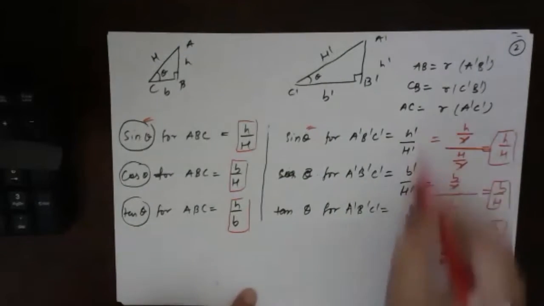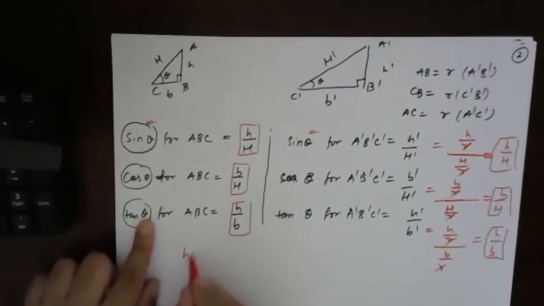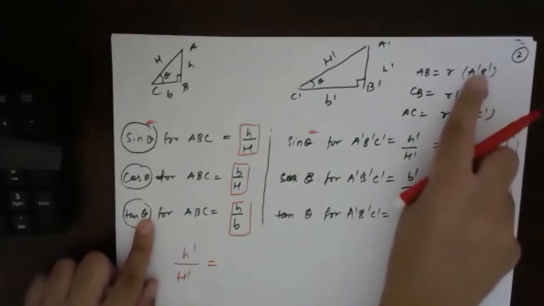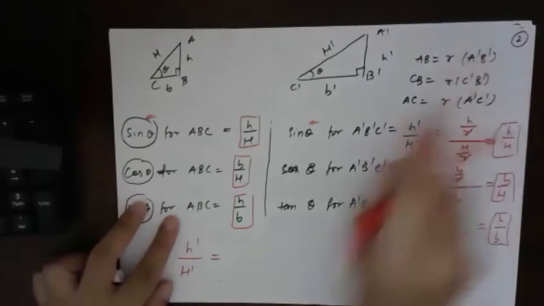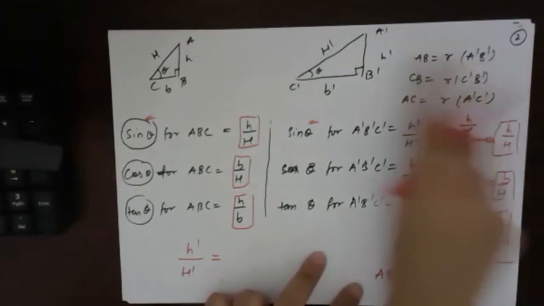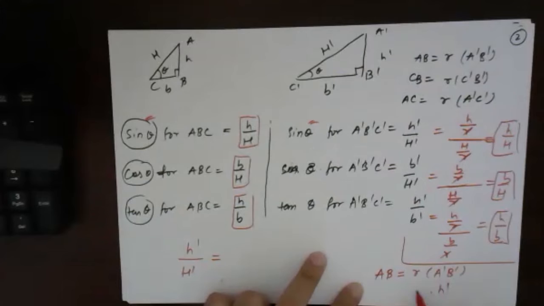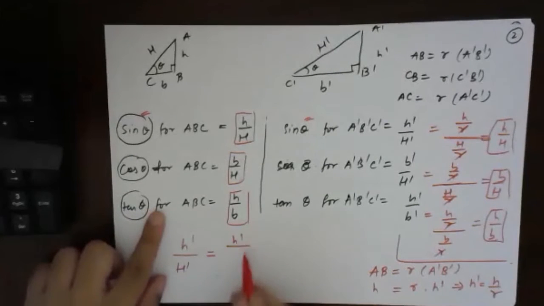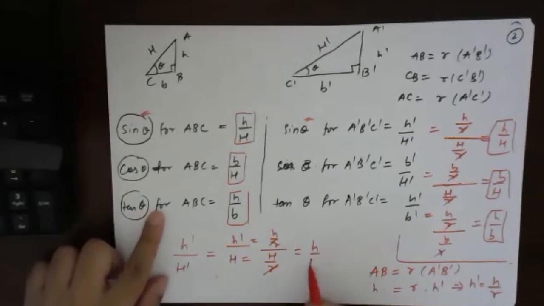See, here AB is equal to R into A dash B dash. What is A dash B dash? It is h dash. So h dash into R is equal to, what is AB? This is h. So that means h dash is equal to h by R. And capital H dash becomes equal to capital H by R. So this R and R gets cancelled. So you will again get h by H.